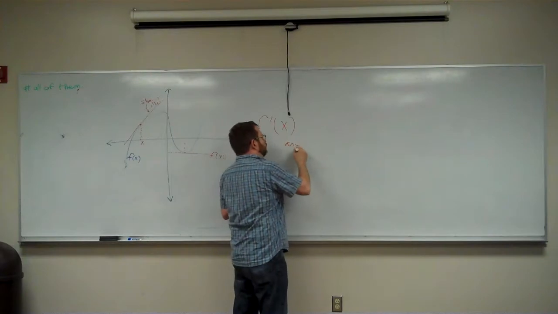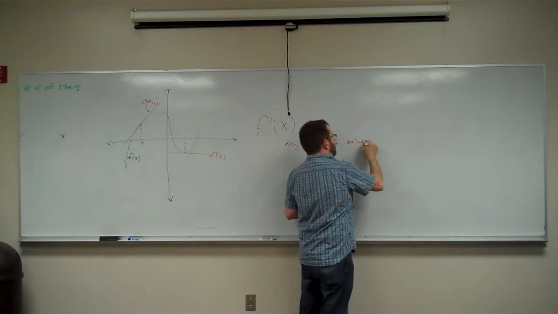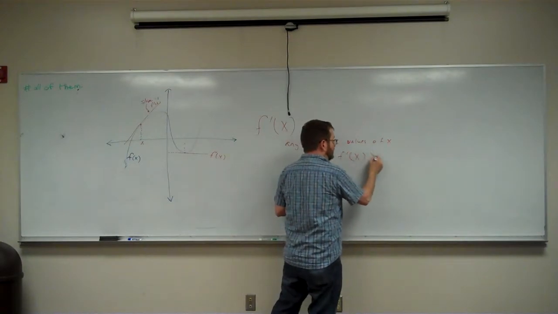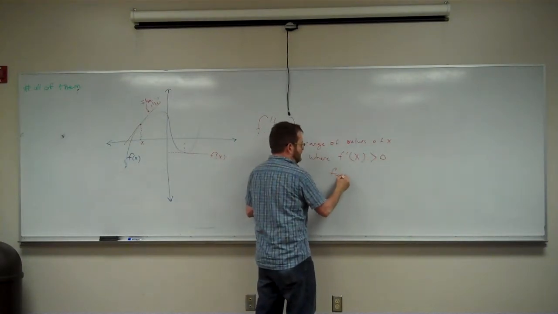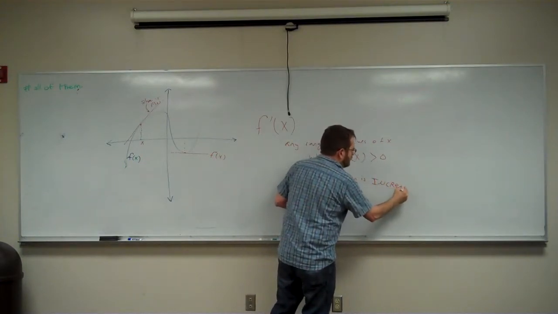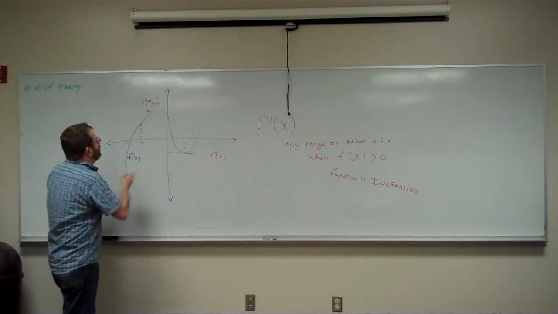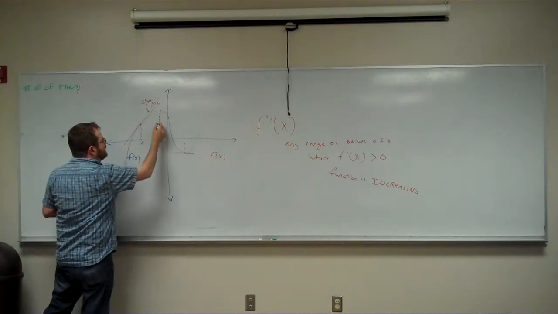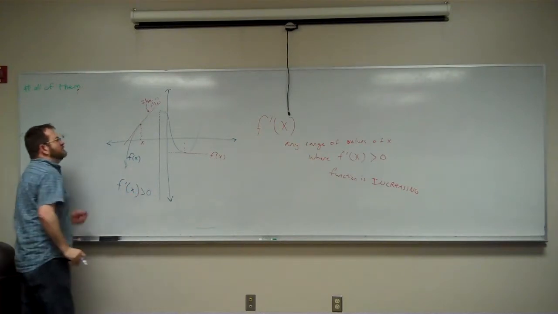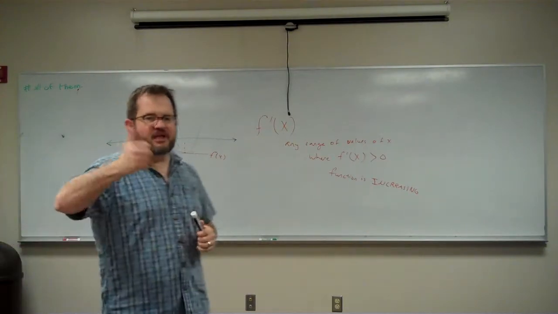any range of values of x where f prime of x is positive means the function is increasing. So if we computed the derivative of this function all the way from way out here to right here, the derivative would be positive, because all through this range the function is increasing.